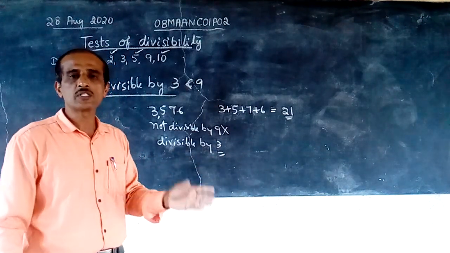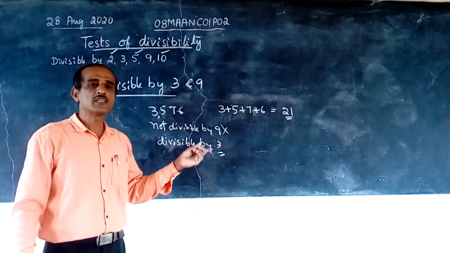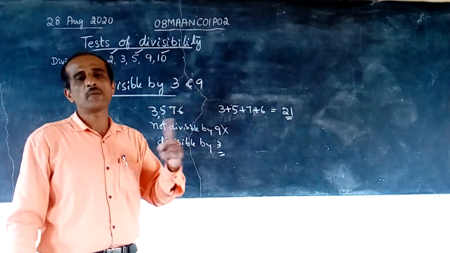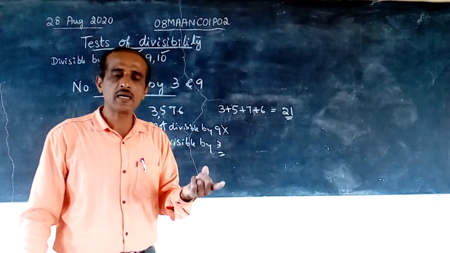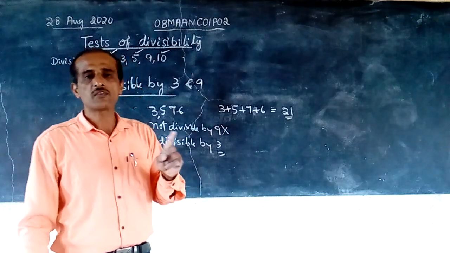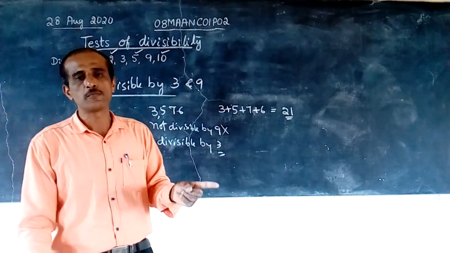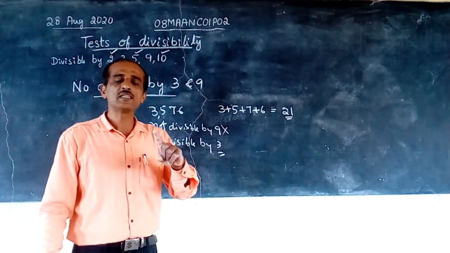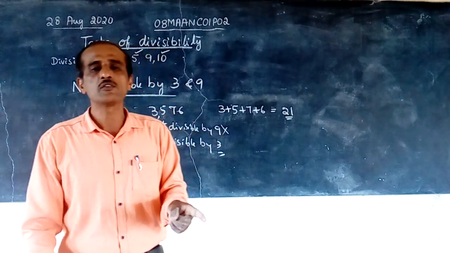Therefore, we can say how to check whether a number is divisible by 3 or 9. If the sum of the digits is divisible by 9, that number can be divided by 9. If the sum of the digits is not divisible by 9, you can't divide that number by 9. If the sum of the digits is divisible by 3, that number is also divisible by 3. If the sum of the digits is not divisible by 3, that number is also not divisible by 3.